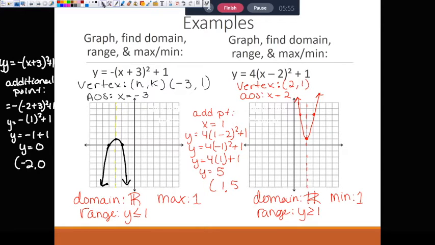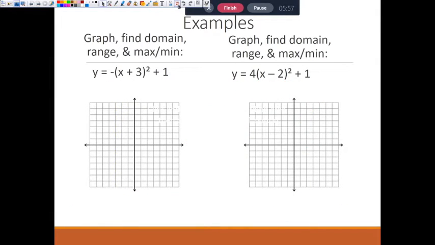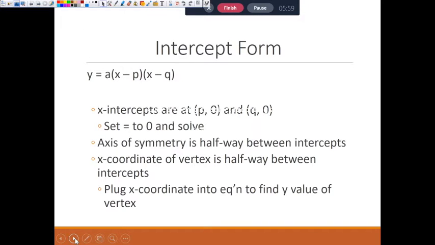Okay, so now let's look at graphing quadratics in intercept form. Intercept form is y equals a parentheses x minus p parentheses x minus q. So the x-intercepts are at (p, 0) and (q, 0). So you set the parentheses equal to 0 and solve, and that is how you find your x-intercepts.